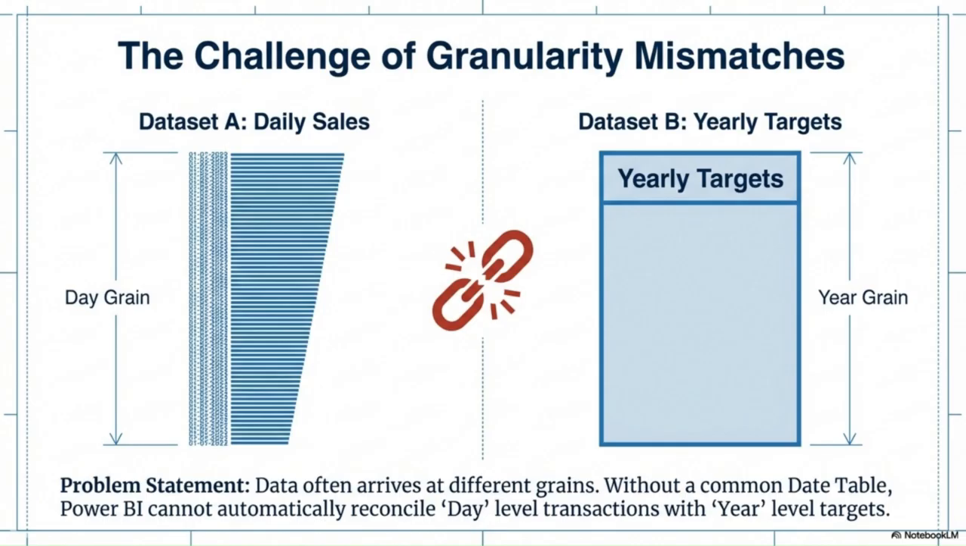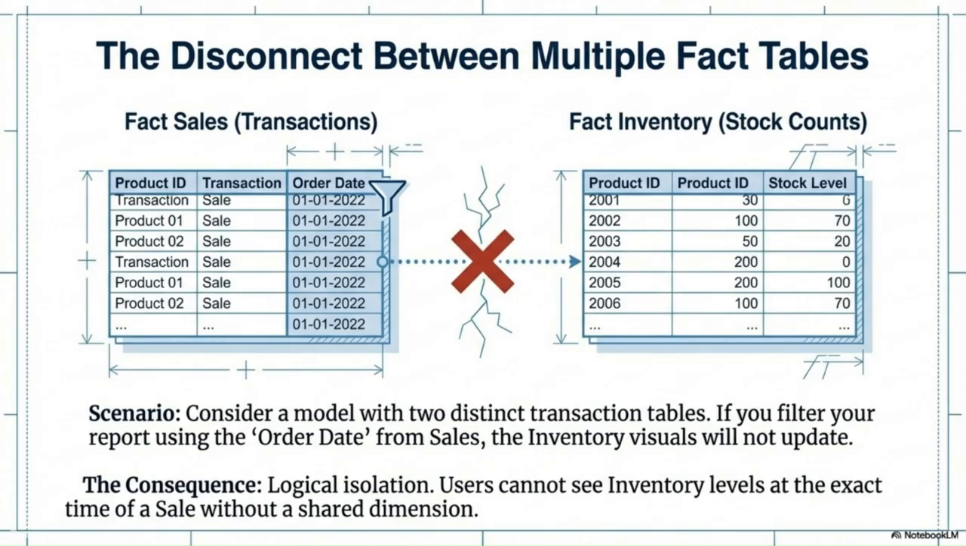A common challenge in data models is granularity mismatch. For example, sales data may be recorded daily. Targets may exist only yearly. Without a proper date table, Power BI cannot correctly align these levels, leading to incorrect or misleading insights.